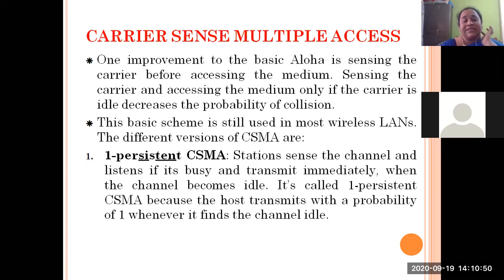In the one persistent CSMA, the station which wants to send the data senses the carrier for the bandwidth at that moment, and whenever the carrier is working in that transmission media, it waits for a particular interval of time until the carrier gets free. Then only it sends the data. That is called one persistent CSMA.